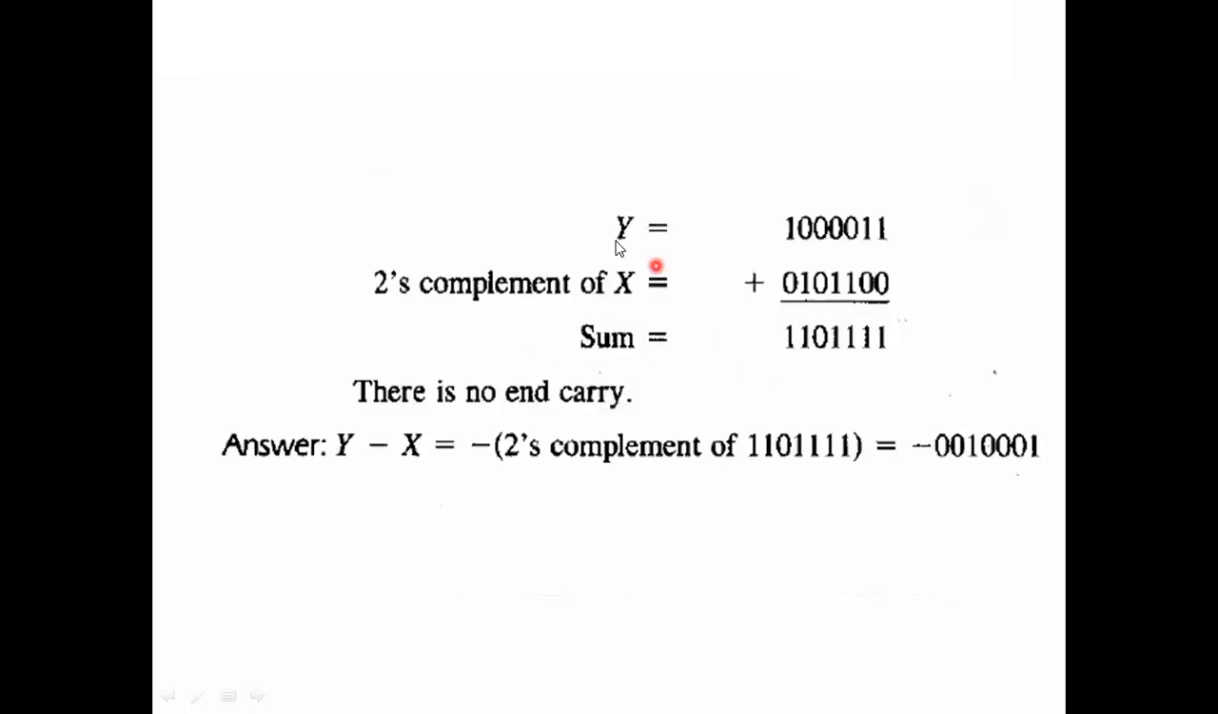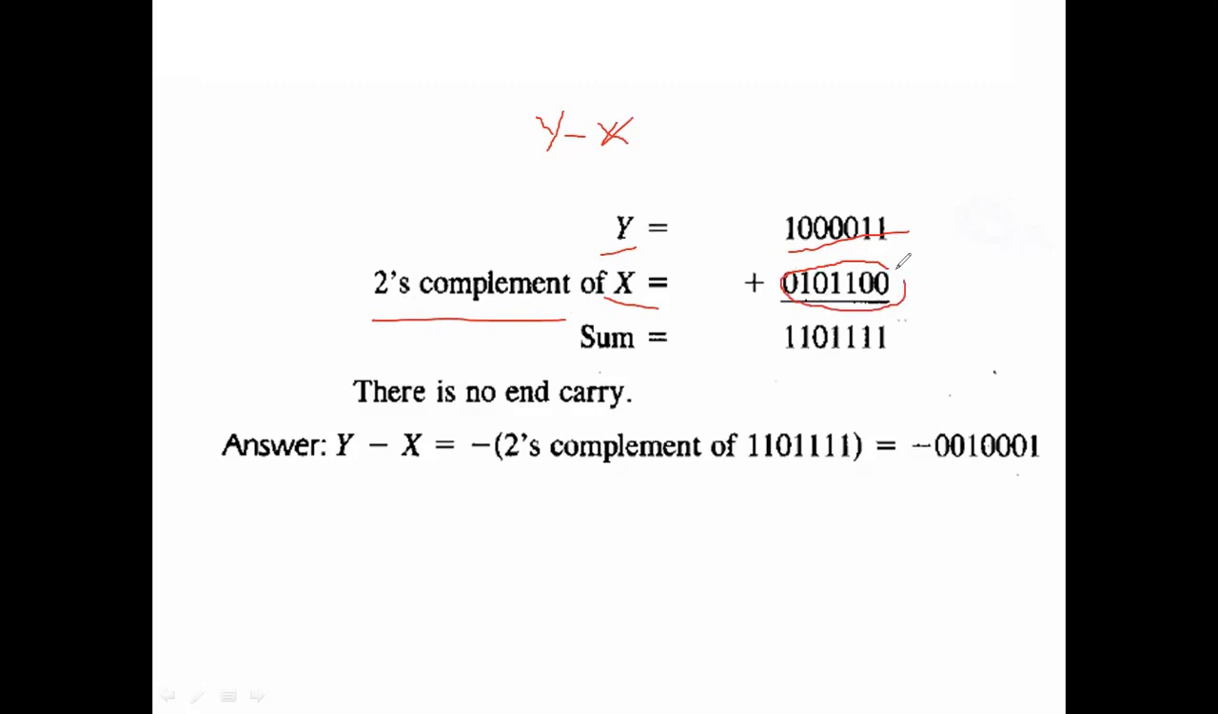Now we are doing y minus x. So y minus x means x is subtracted here. So for x, we are calculating the 2's complement. Directly we are taking y as it is. For x, we are calculating the 2's complement. Then we are getting this, the 2's complement of x.